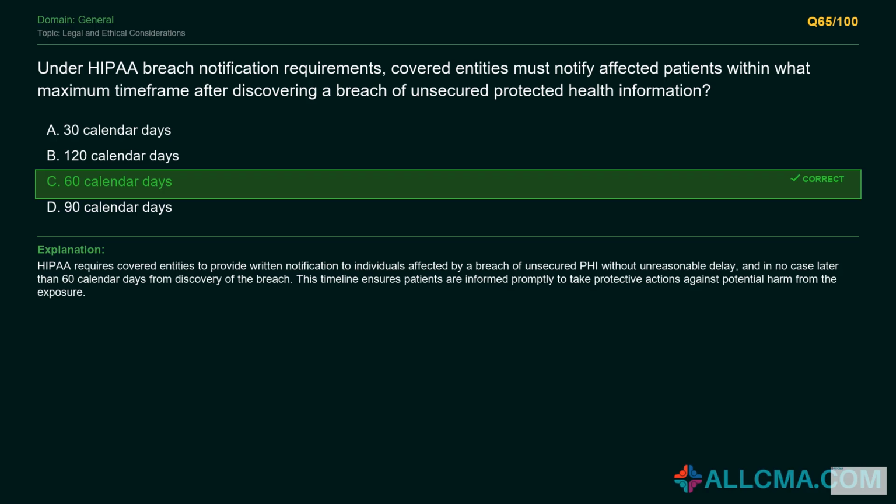The correct answer is C. HIPAA requires covered entities to provide written notification to individuals affected by a breach of unsecured PHI without unreasonable delay and in no case later than 60 calendar days from discovery of the breach. This timeline ensures patients are informed promptly to take protective actions against potential harm from the exposure.